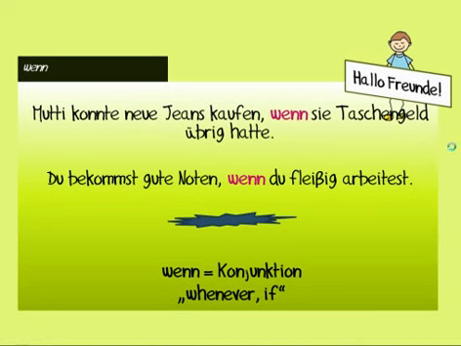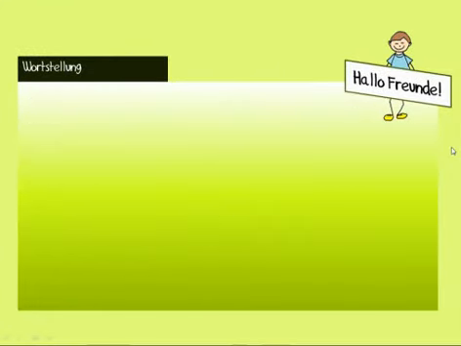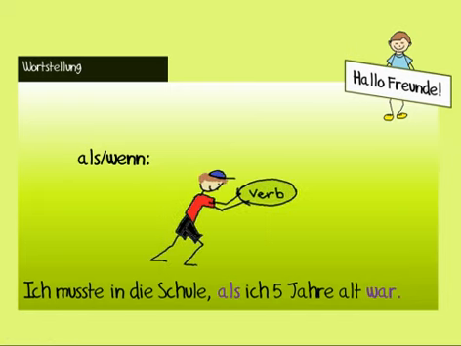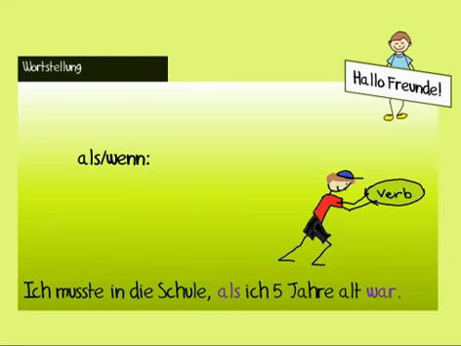Now let's take a look at something that you may or may not have noticed, and that is when you use als and wenn, they're conjunctions. Conjunctions a little bit like weil and dass. Try to remember what happened in the weil sentence and in the dass sentence. Think about it and then look at the example. Ich musste in die Schule, als ich 5 Jahre alt war. What happened? If we have an als or a wenn, our verb goes to the end.